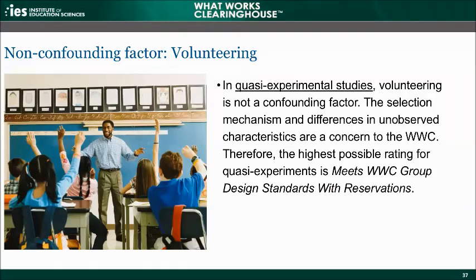In quasi-experimental studies, volunteering is also not a confounding factor. The selection mechanism and differences in observed characteristics are a concern to the WWC. Therefore, the highest possible rating for a quasi-experimental study meets WWC group design standards with reservations. So for example, if students in an intervention condition in a QED study volunteer to take a new curriculum, volunteering will not be considered a confound. Let's go to the next slide.